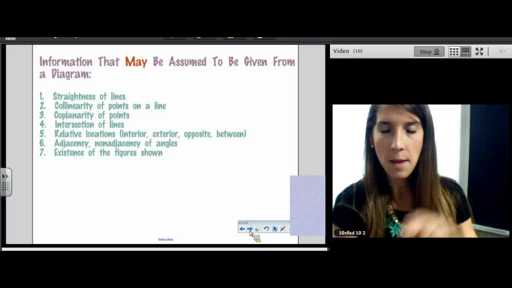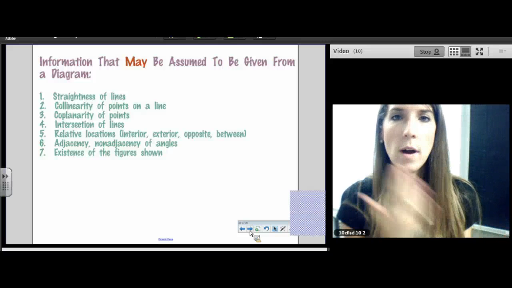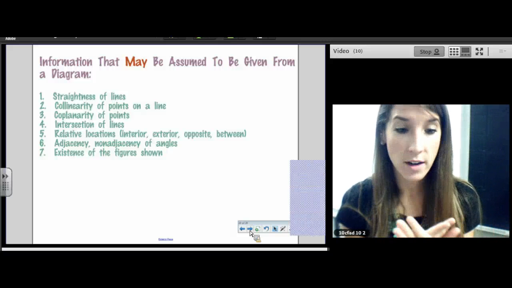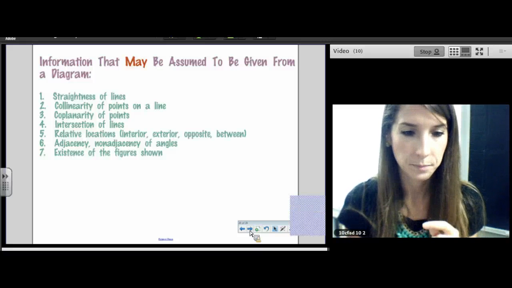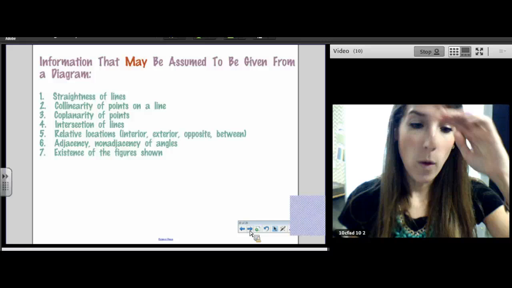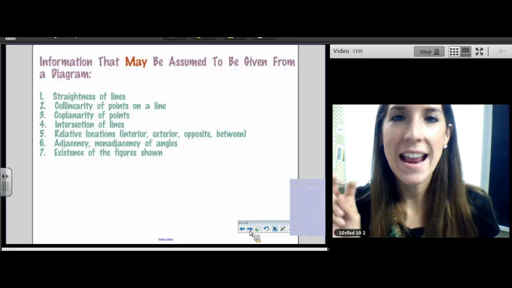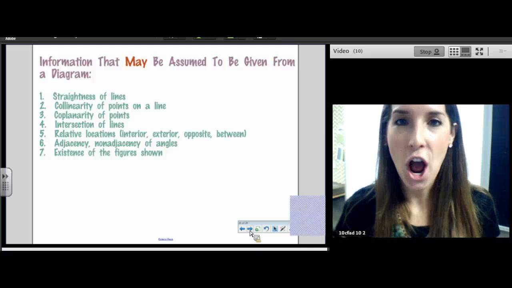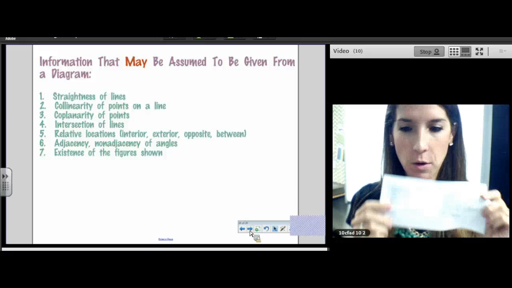Okay, here's the second part of the lesson. Today's lesson, part 2. It is what can you assume and what can you not assume from a diagram. And I think we definitely need to have this discussion. What may be assumed is less enlightening than what may not be assumed. So we're going to pay more attention to what we can't assume, but let's just go over what we can assume.